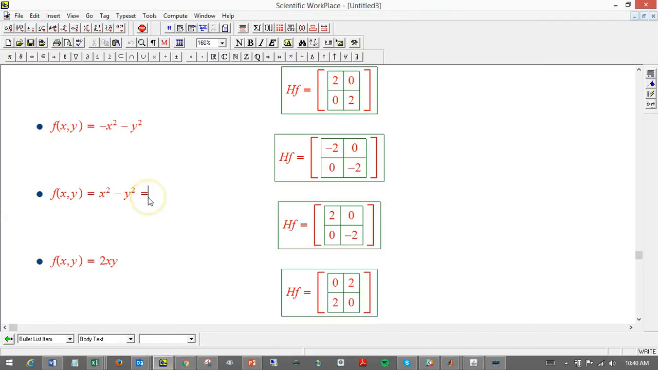x squared minus y squared is r cosine theta, quantity squared, minus r sine theta, quantity squared. So a factor of r squared, and then cosine squared minus sine squared is r squared cosine 2 theta. This one is 2 times r cosine theta times r sine theta. So that is just r squared and then 2 cosine sine. Oh, that's just sine of 2 theta. Very, very similar, just using sine instead of cosine.